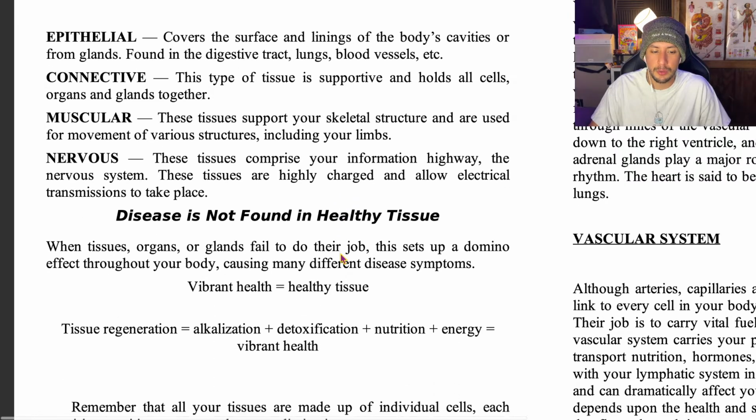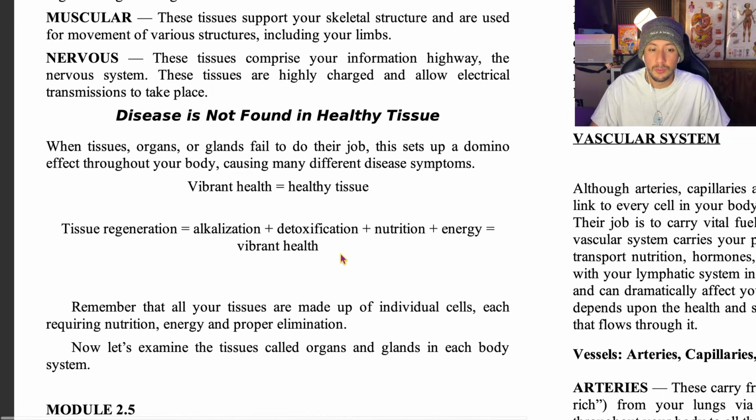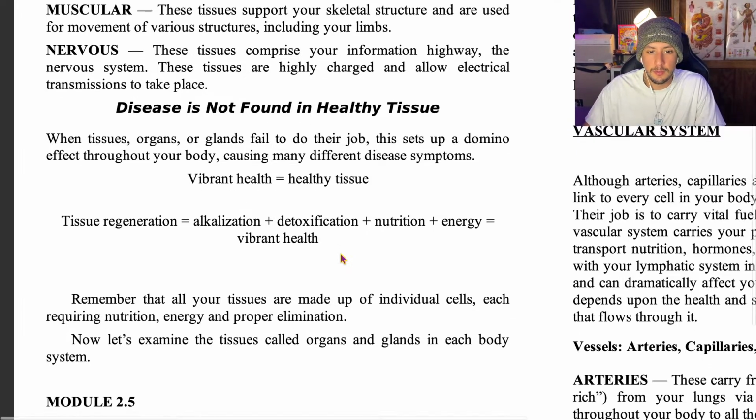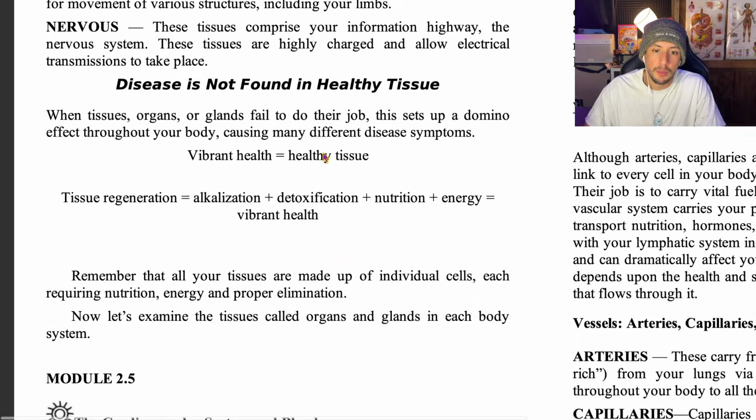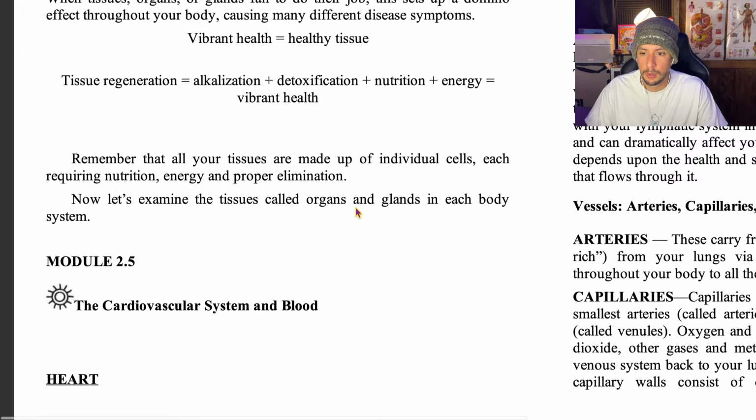Disease is not found in healthy tissue. So when tissues, organs, or glands fail to do their job, this sets up a domino effect throughout your body, causing many different disease symptoms. Vibrant health equals tissue regeneration, alkalization, detoxification, nutrition, energy. So this all ties into the fruit diet, where fruit is super alkaline, and it'll help you detoxify because it's also very liquid dense, very hydrating.